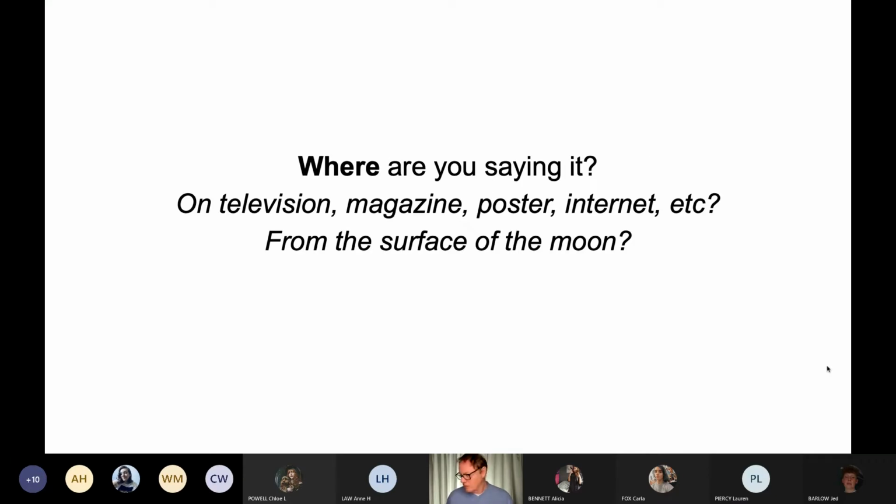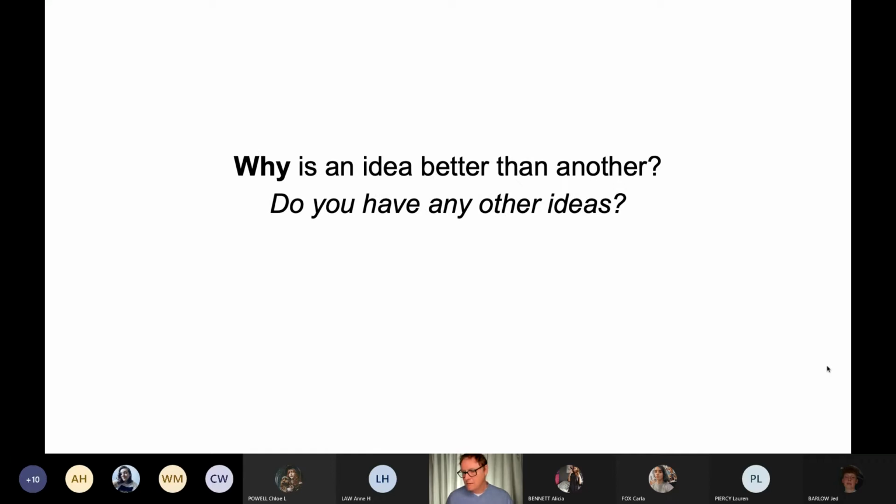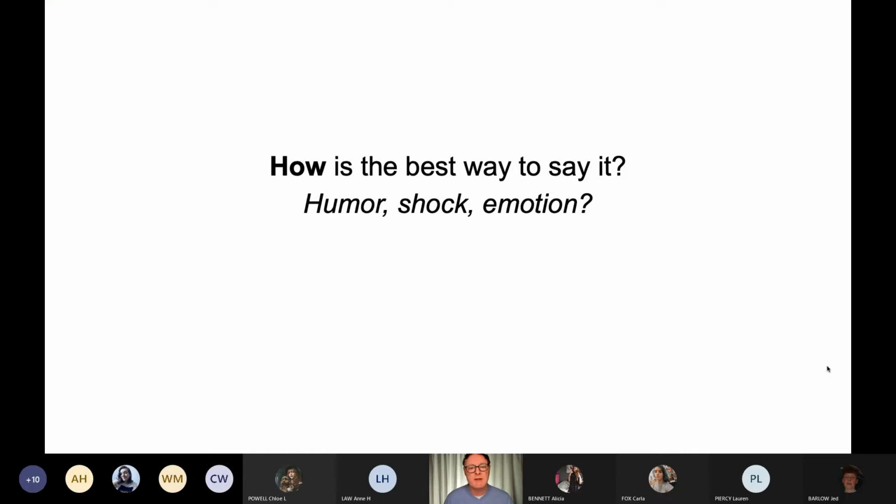So why is the idea better than another? And how is the best way to say it? Humor, shock, or emotion? So again, these are decisions that have to be made on every project that you will do as a graphic designer. So that's tip number 3.